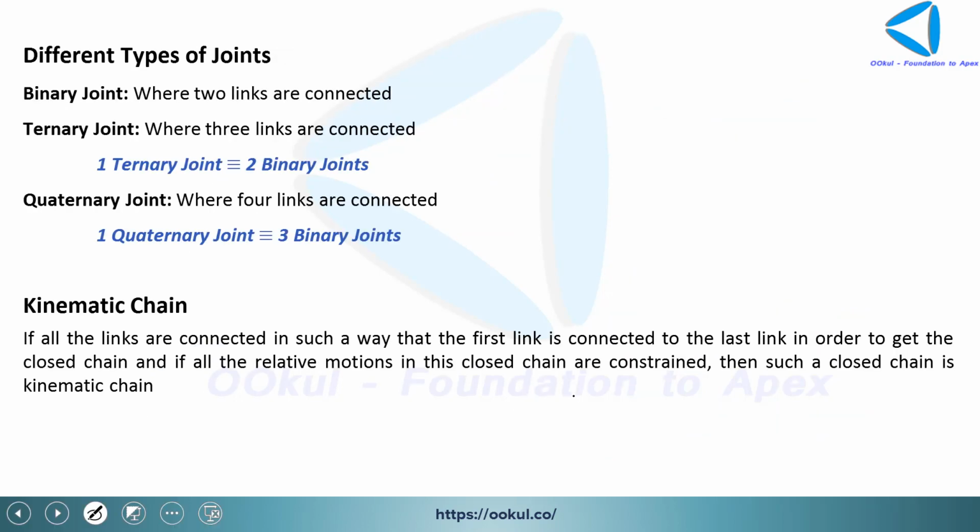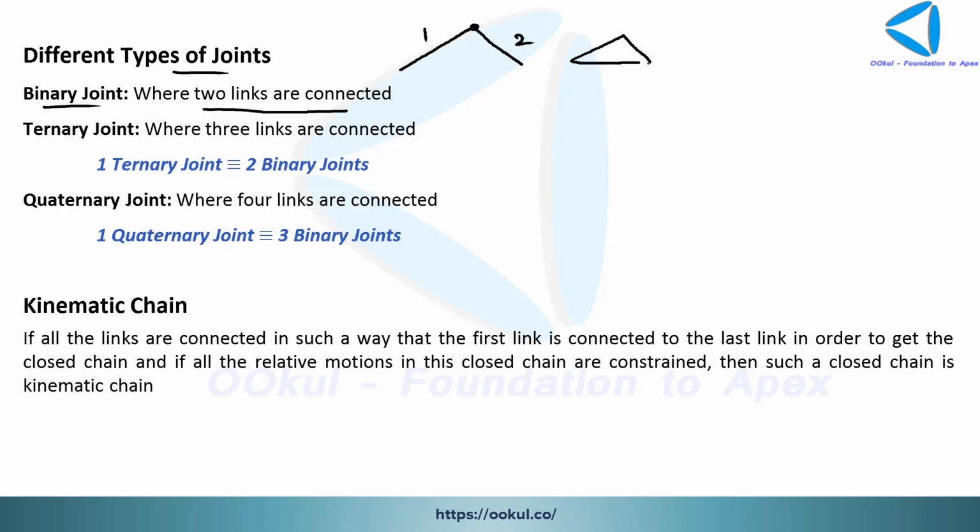Okay, now different types of joints. Let us see what are different types of joints. First one is your binary joint, where two links are connected. Suppose this is your link 1 and this is your link 2 and they are connected here, so this becomes your binary joint. Okay, but please remember, these two links here are your binary links.